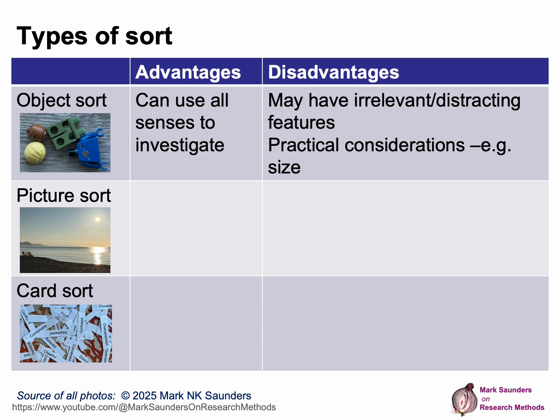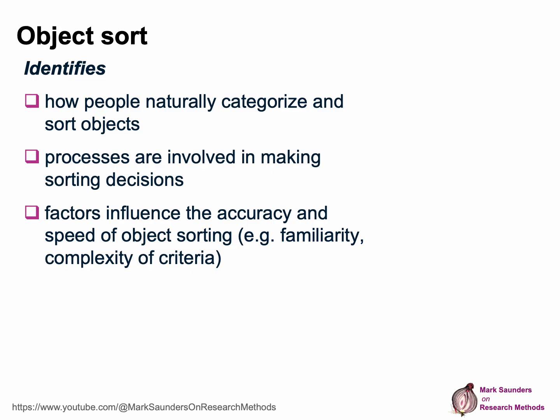The trouble is with this that some objects may have irrelevant or distracting features, obviously not the case in Lego. And then there are practical considerations in terms of the size of the object, or it could be if people were sorting things by taste, it could be that some people might be allergic to the food. We have to think of those through. But let's look at this in a little bit more detail. An objective sort identifies how people, our participants, naturally categorise and sort objects.